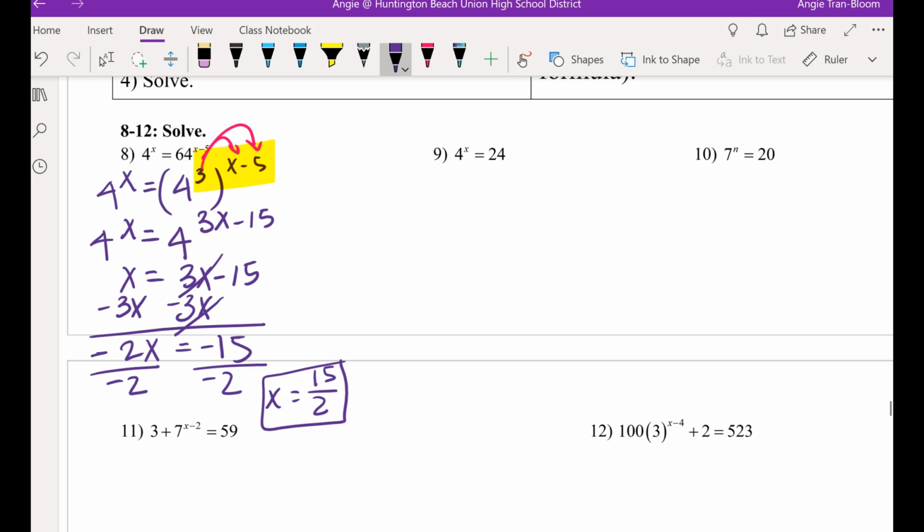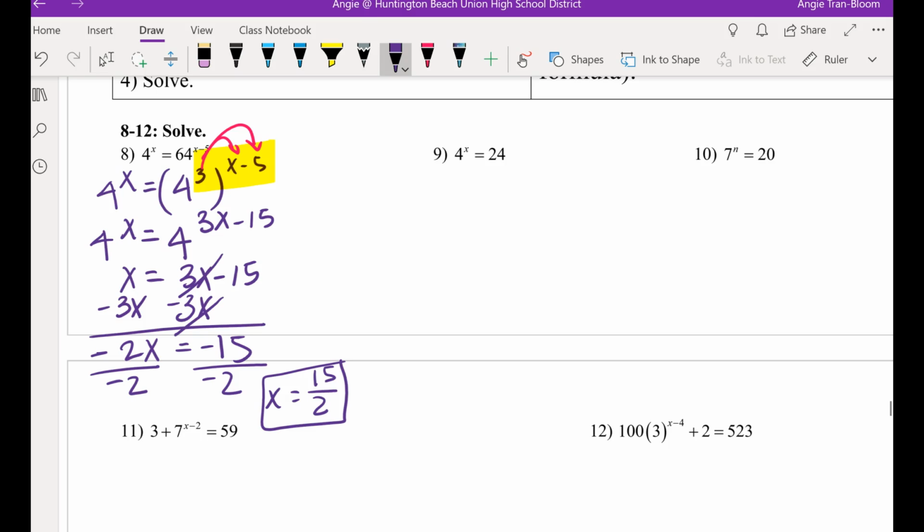Not bad at all. Example 9. 4 to the x equals 24. Can we break that down to the same common base? Yeah? 2? Okay, let's try 2. 2 squared is 4. That works, right? 2 to the third is what? 8. 2 to the fourth is? 16. 2 to the fifth? 32. I just bypassed 24. All right.